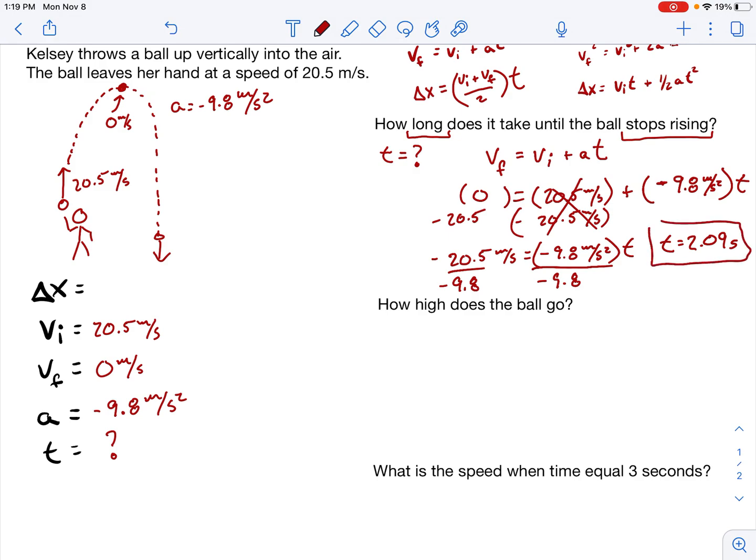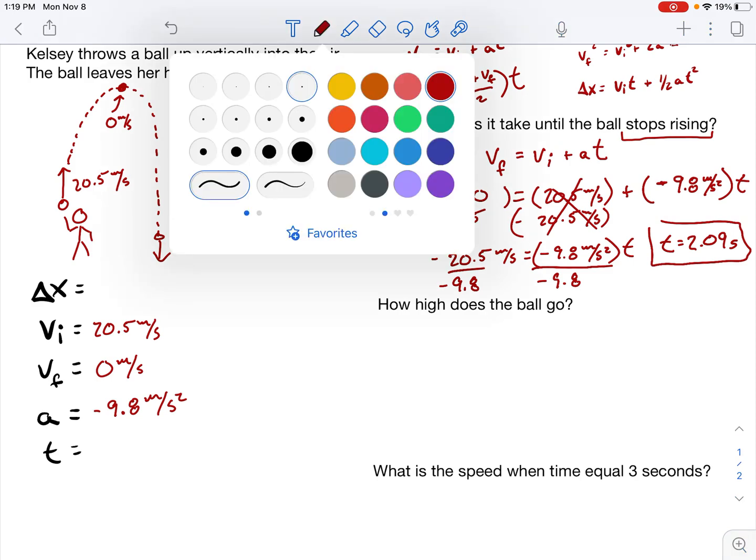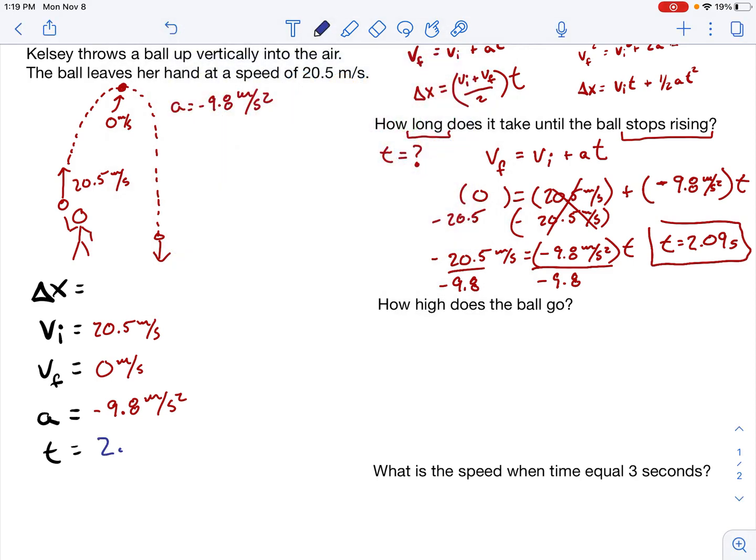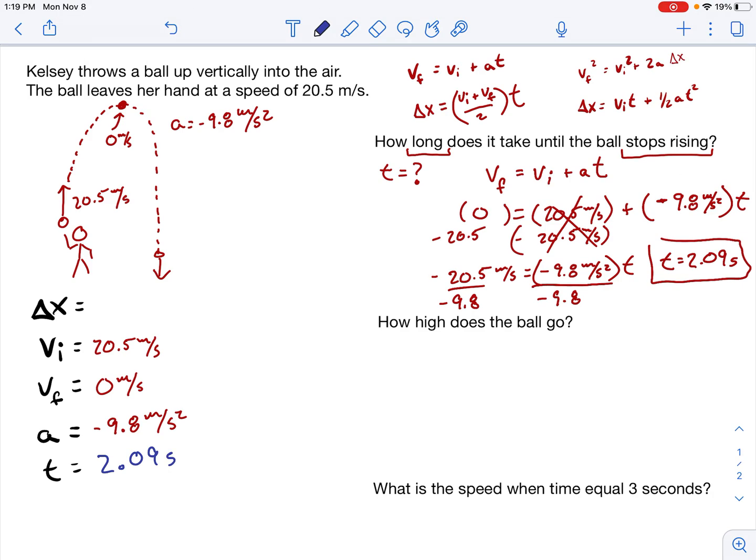Now, why that's useful for us is we can come back over here. I'll put it in a different color to help us remember that this is one that we calculated out. Is we now know that it takes two seconds to get to the top of the ball's path, which is beneficial because the next question here is asking how high does the ball go? Well, how high the ball goes is talking about, what is the displacement at that point when the velocity final is equal to 0.